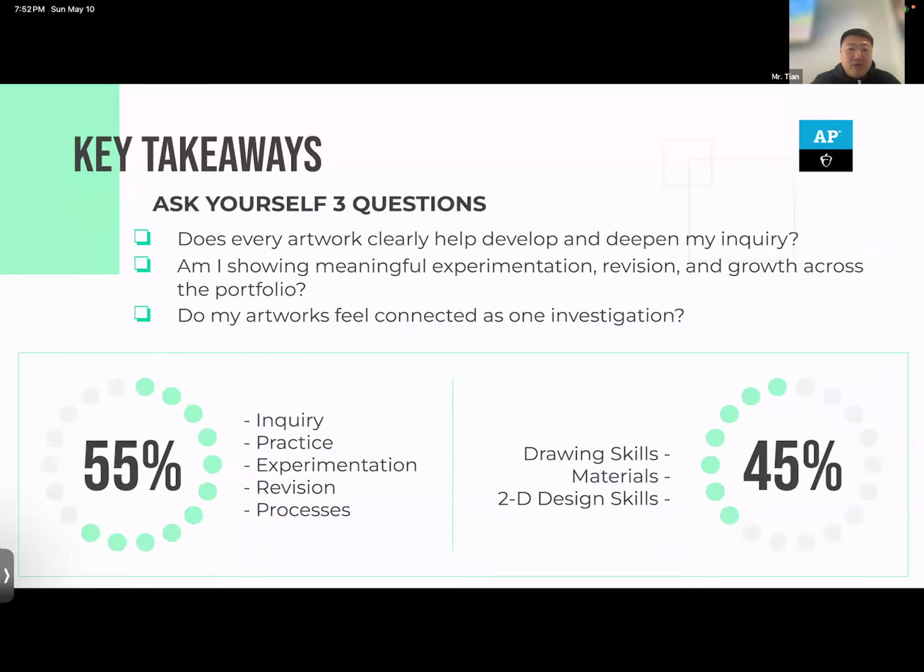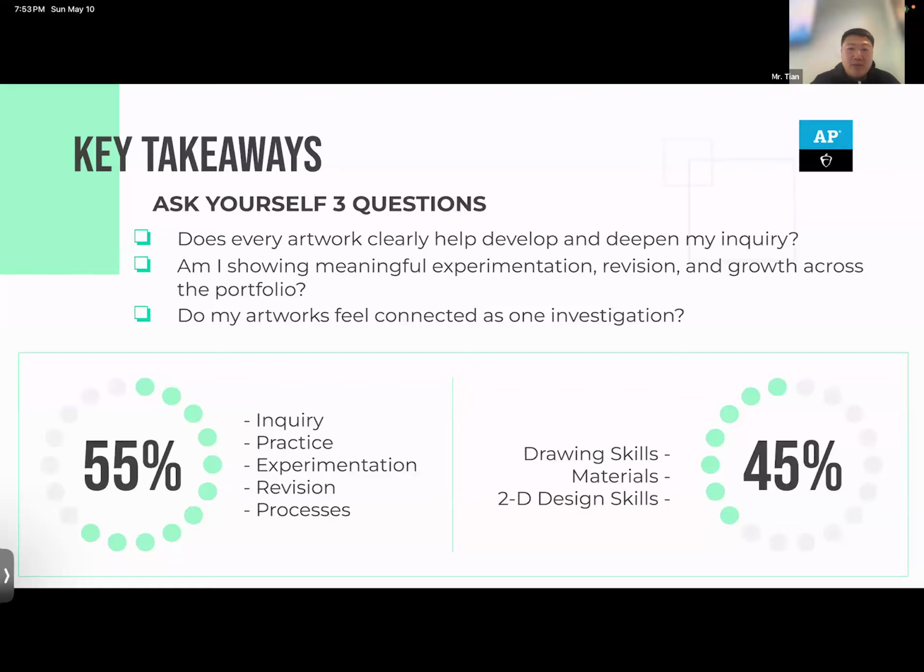After looking at all three portfolios, we can clearly see one very important idea: a portfolio with strong drawing skills does not always receive the highest AP score. In AP Art, technical areas like drawing skills, materials, and design skills only make up about 45% of the evaluation. The other 55% focuses on inquiry, experimentation, revision, artistic process, and investigation.